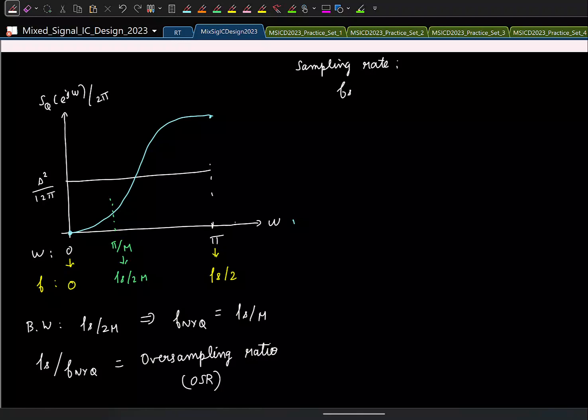So the bottom line is, noise shaping alone is not enough. You have to combine it with oversampling. Only then can you get any benefit out of this overall thing. So this is basically oversampling plus noise shaping.